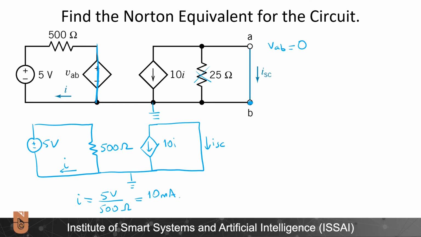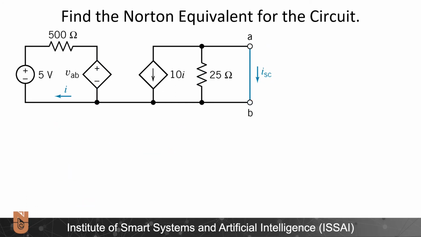If I is equal to 10 milliamperes, here I will have 100 milliamperes flowing, and 100 milliamperes will be equal to minus I short circuit. Accordingly, I short circuit will be equal to minus 0.5 amperes. So I found the I short circuit. In the previous slide, I calculated I short circuit as minus 0.5 amperes.